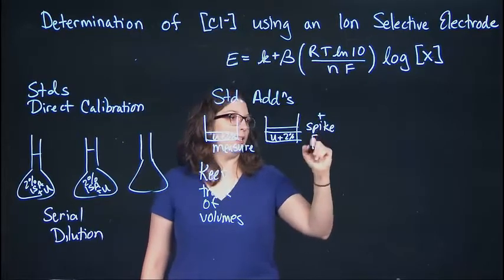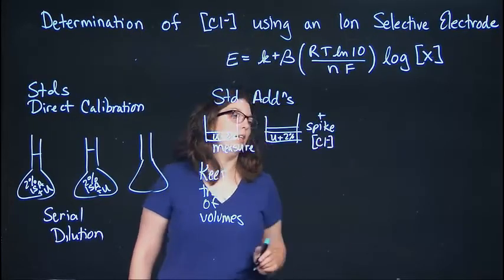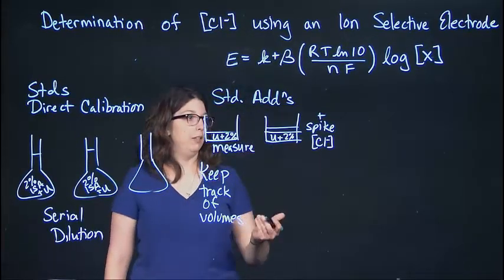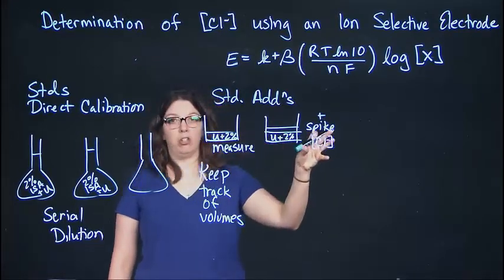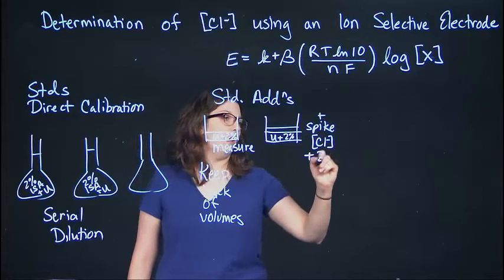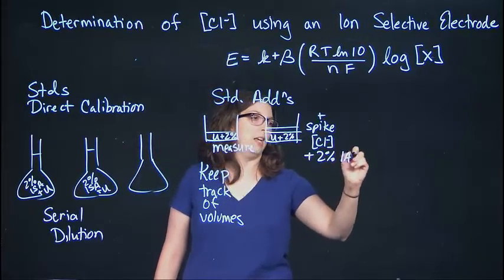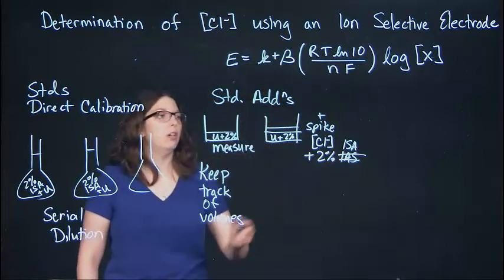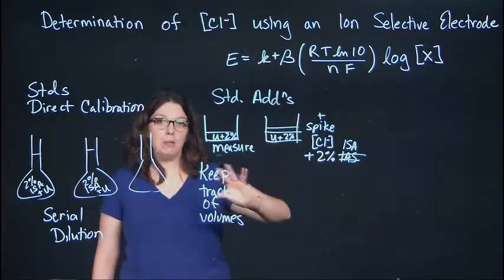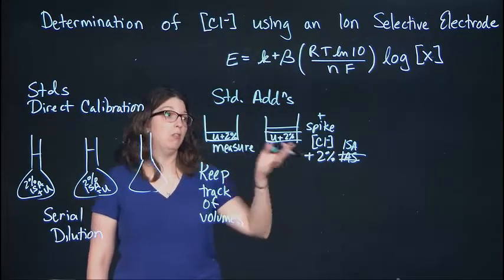This is going to contain a concentrated amount of chloride ion. And you're going to want to add a small volume of this. So that's why we make it extra concentrated. But this also has to contain 2% ISA, in order to keep our ionic strength the same for each of these solutions.